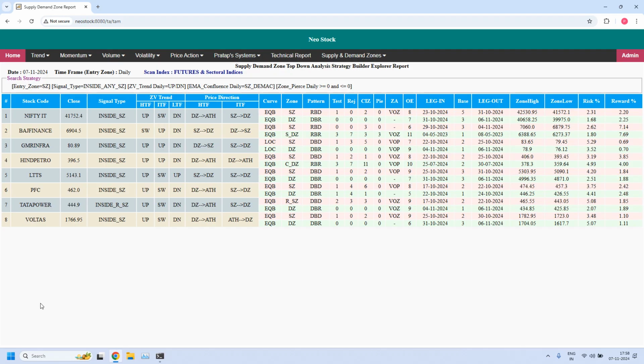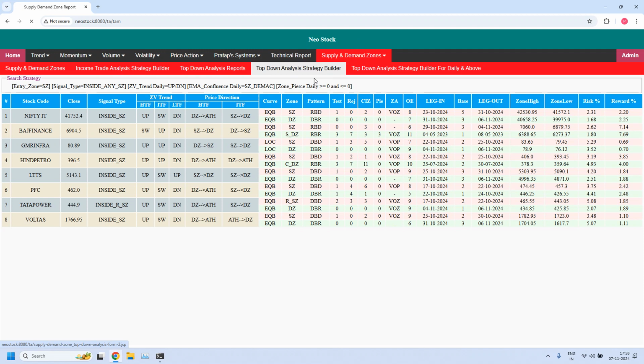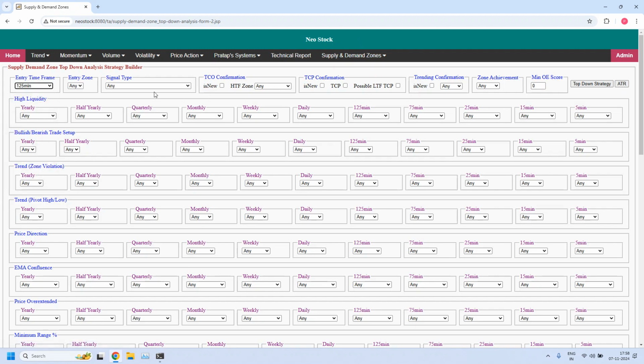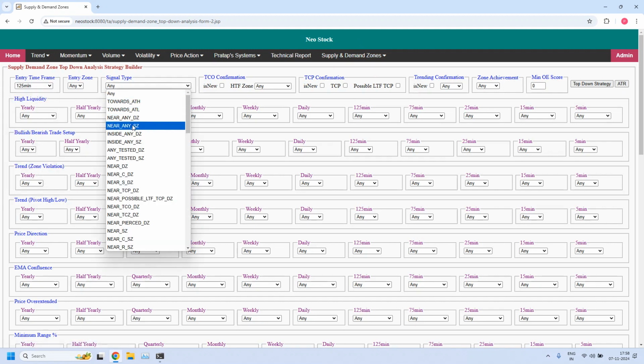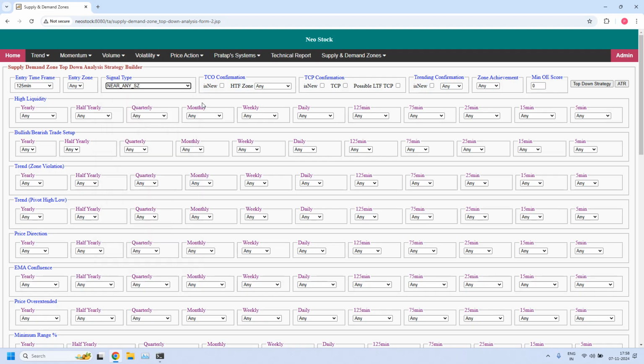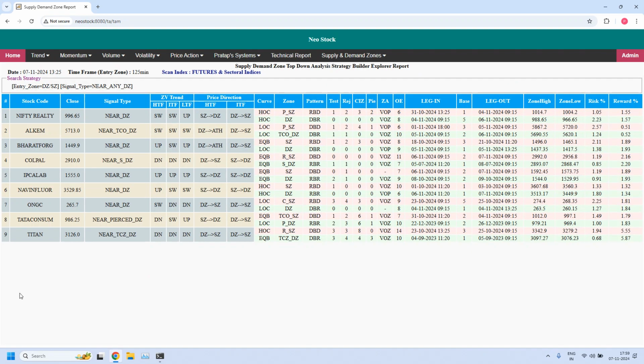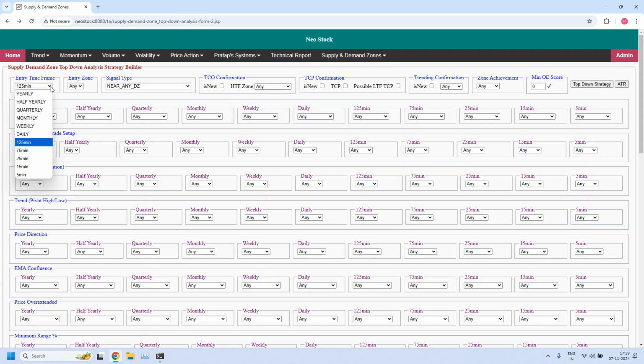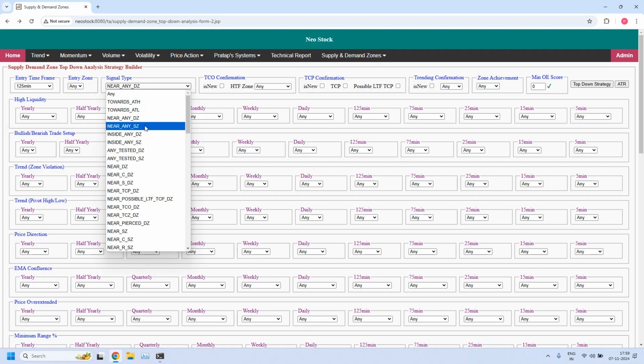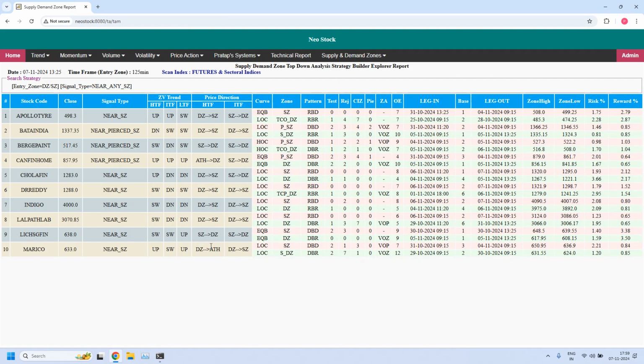So this is about the daily time frame, and the next time frame is 125 minutes. Let's find the stocks near 125 minutes demand zone. Nine stocks are filtered. Next, for 125 minutes time frame, let's find the stocks near 125 minutes supply zone. 10 stocks are filtered.